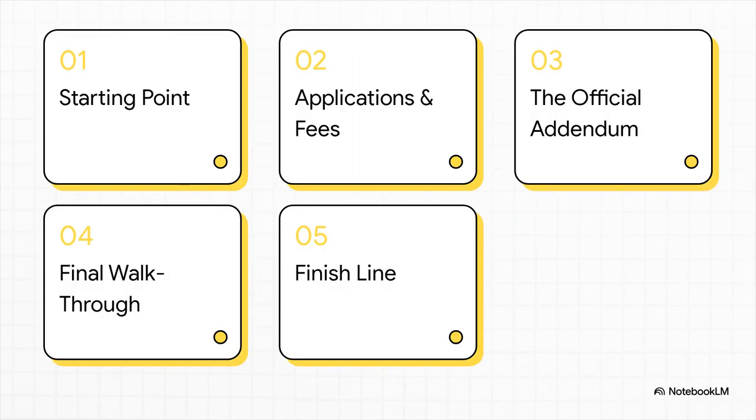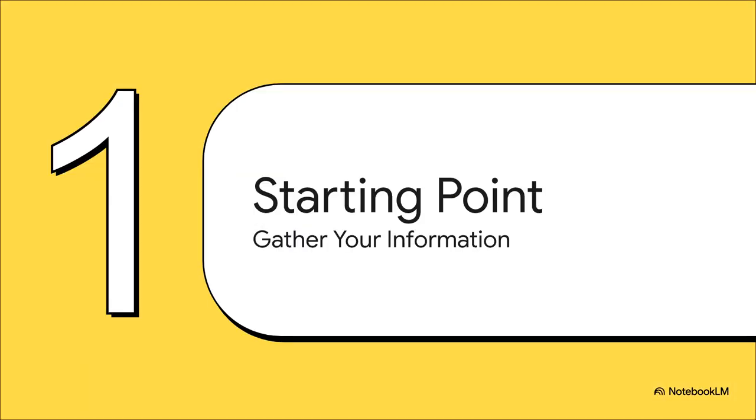Okay, so here's our game plan. We've got 5 simple stages. Starting out, handling applications and fees, signing the official paperwork, doing the final walkthrough, and then finally crossing that finish line. Let's get started. All right, section 1, your assignment starting point.